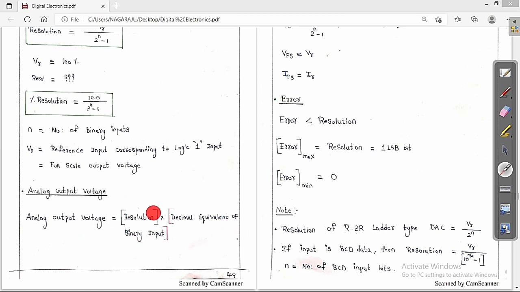This is a very important formula that you always need to understand. The analog output voltage is equal to resolution into decimal equivalent of binary input. You have to multiply the resolution and the decimal equivalent of the binary input, and then you get the analog output voltage. This is a very important point that you always need to keep in your mind. Analog output voltage is the product of the resolution and the decimal equivalent of the binary input.